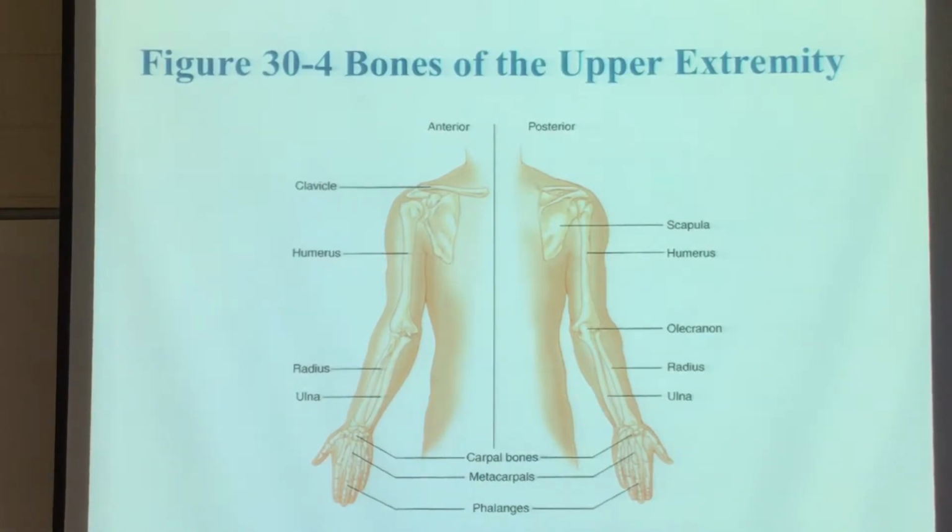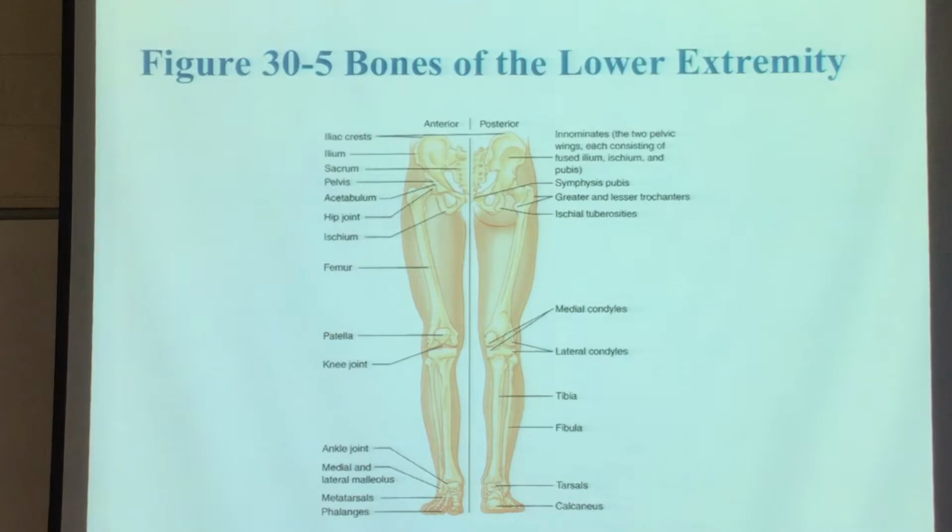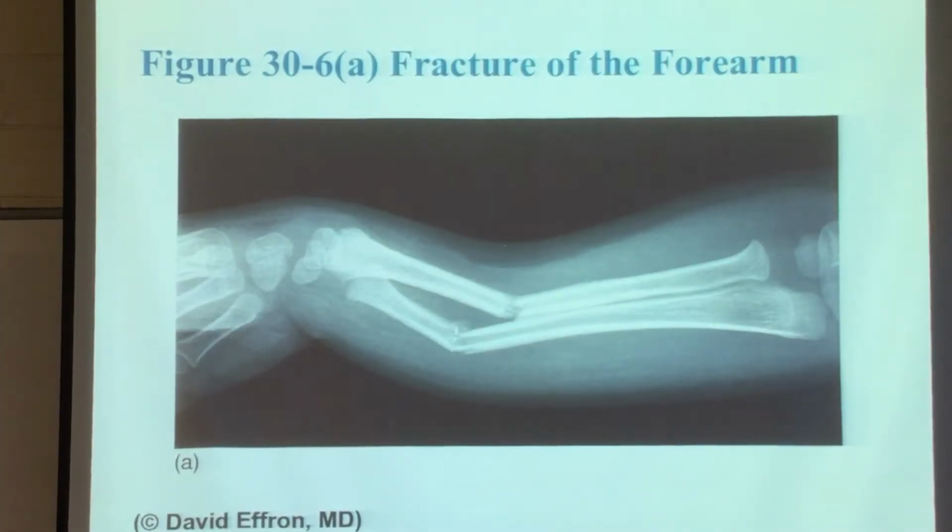Here they're just showing us a little better picture, isolating the upper extremity bones to include the scapula this time, as well as the clavicles and the lower extremity bones here. Showing you parts of the femur and the hip joint, the acetabulum, the ischium as part of the pelvic girdle, the ilium, which makes up the iliac and forms up towards the iliac crest.